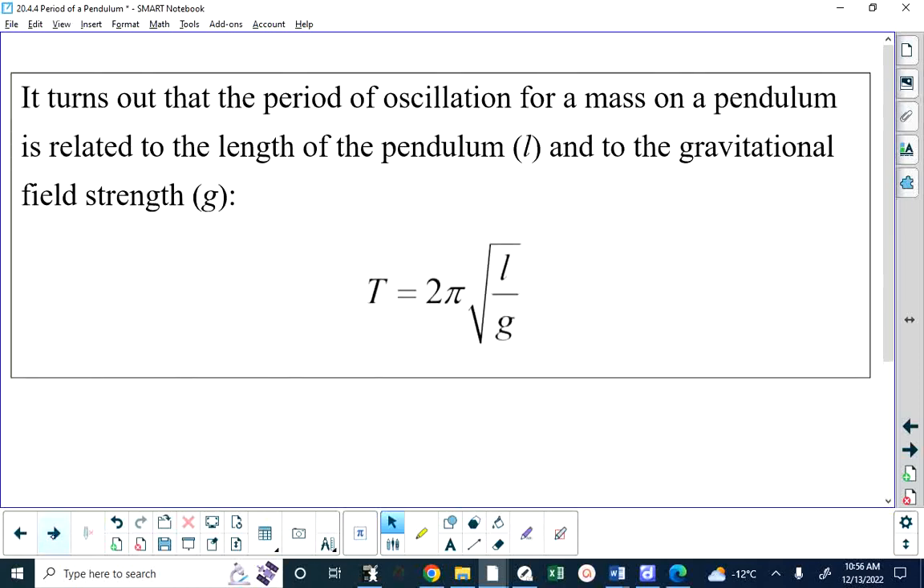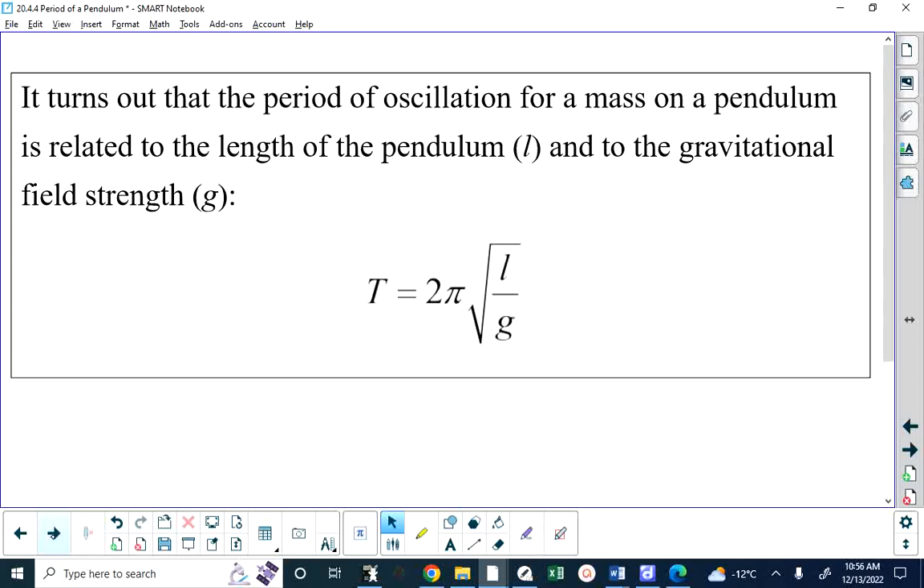So I'm just starting off the same way we started off with springs. I'm giving you the formula that's on your formula sheet for the period of a pendulum. However, there are limitations to this formula. It's 2 pi times the square root of L over g. You'll notice it's very similar to the spring formula, 2 pi root m over k.